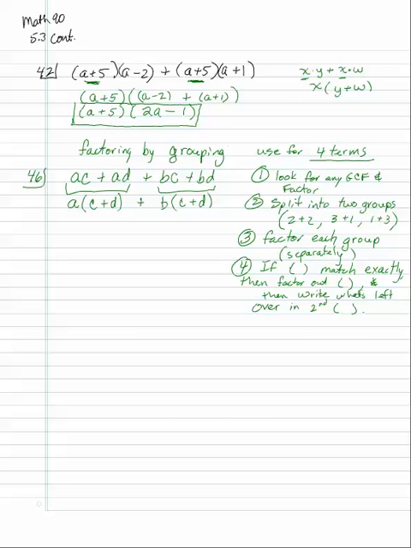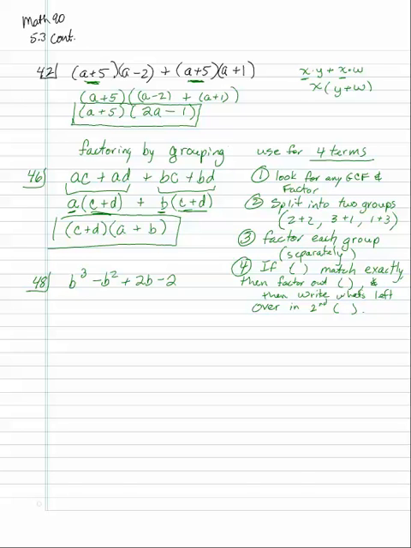Okay, so let me show you how that works. So C plus D matches exactly, so I write it down. I'm going to factor it out. Now when I factor it out, I'm going to write the second parenthesis and write what's left over, the A plus the B. And that's it. That's factor by grouping.